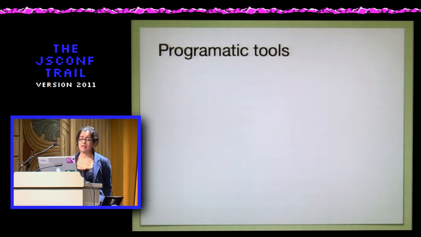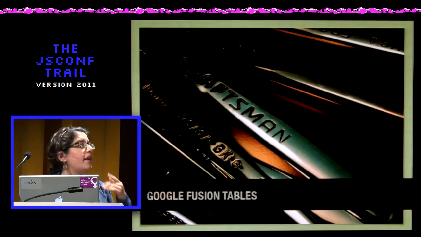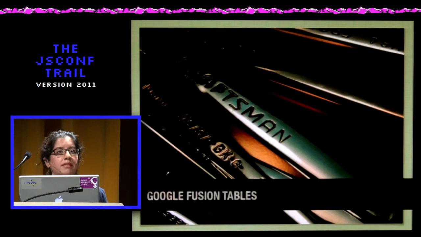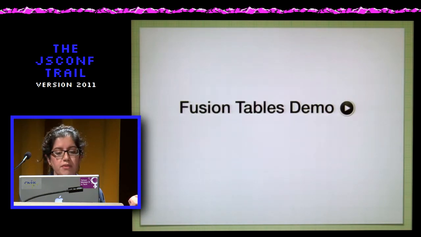Now, the programmatic tools that we looked at were the Google Maps JavaScript API, the Yahoo Maps web services, the Bing Maps Ajax control, and the Google Charts tools using the visualization API. I'm going to talk a little bit about both. I'm going to start first with the non-programmatic ones, but I will get to the programmatic ones at the end. The coolest find for me at least was Google Fusion Tables. Elise already knew about this, but I want to show you a demo so you can see how powerful Fusion Tables is.